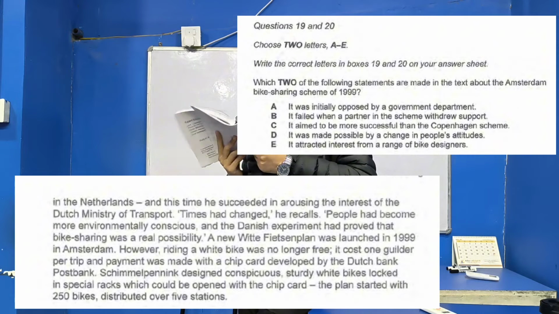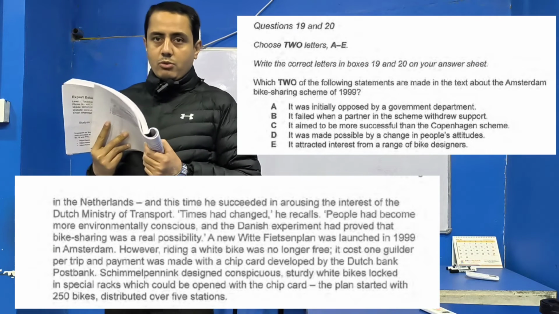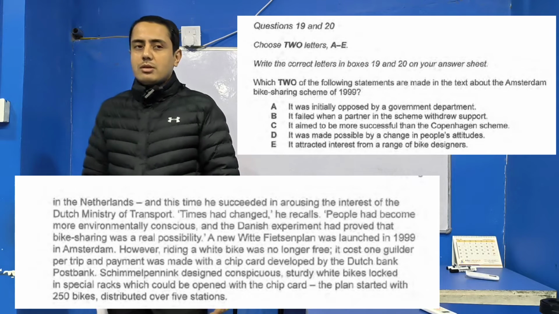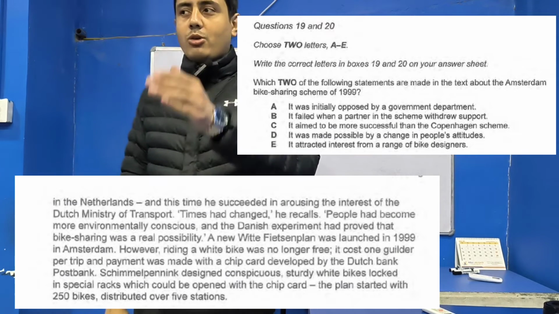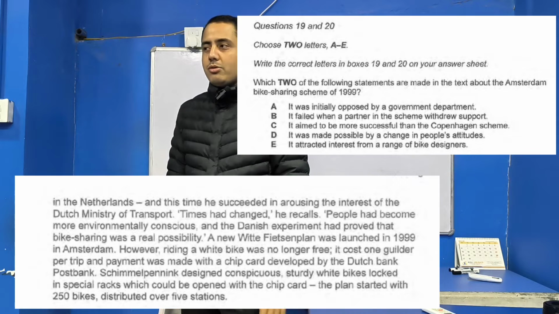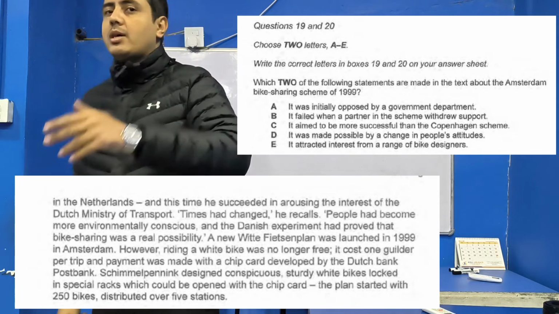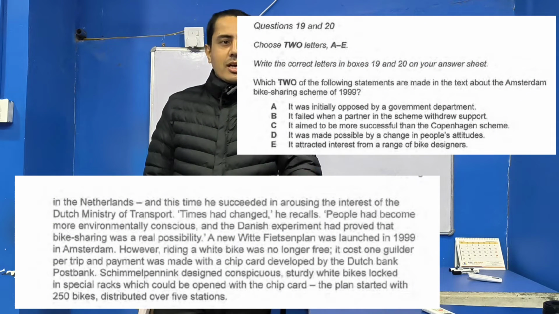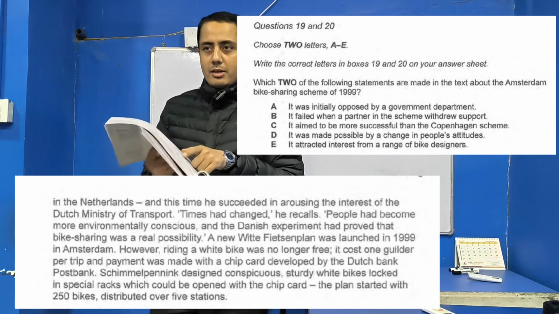Schimmelpenninck designed conspicuous. Conspicuous means easily noticeable. When you see it, you know it is that. Like, can you realize when you have seen a police car, it looks different from other kinds of cars, different color, I guess. Like, do you realize when you see an ambulance, how to distinguish an ambulance from another kind of vehicle? It looks different, or a police car or a fire truck looks different. Conspicuous means easily noticeable. That is what they made it.